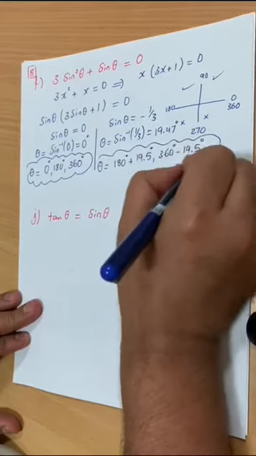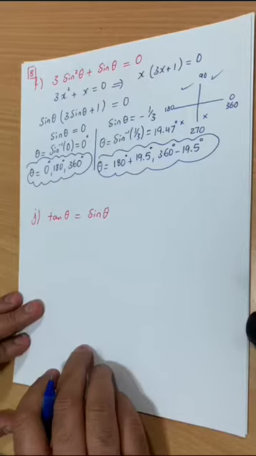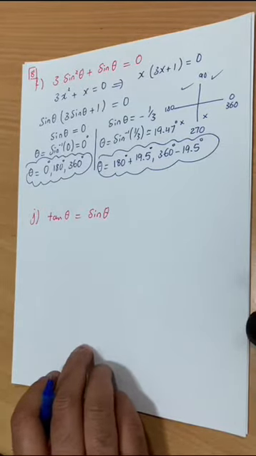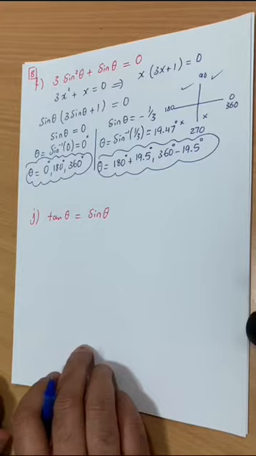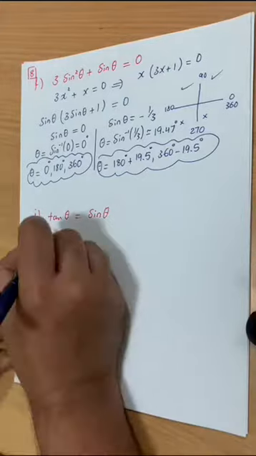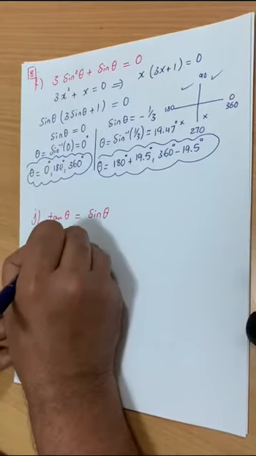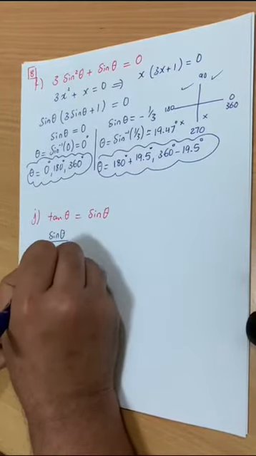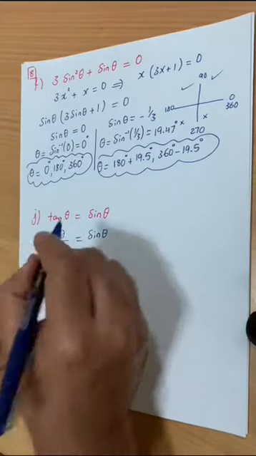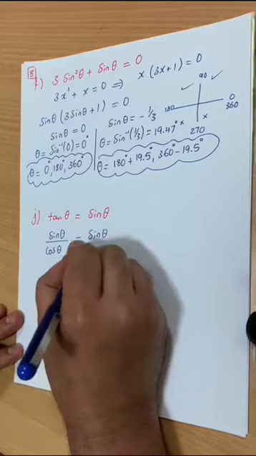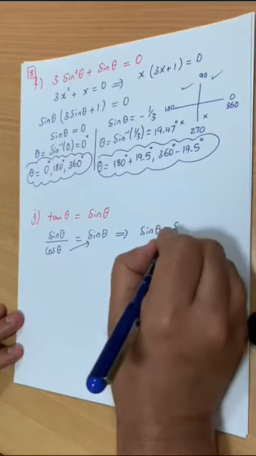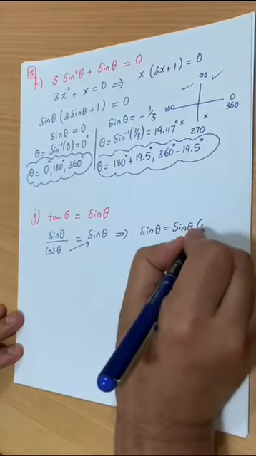And you can find the angles by yourself. J, same idea of the question that we did in the previous part. Tan theta is equal to sine theta. So we know that tan is equal to sine over cosine, which is equal to sine theta. We can take sine theta to the left side and just do cross multiplying first. So sine theta equals to sine theta cosine theta.